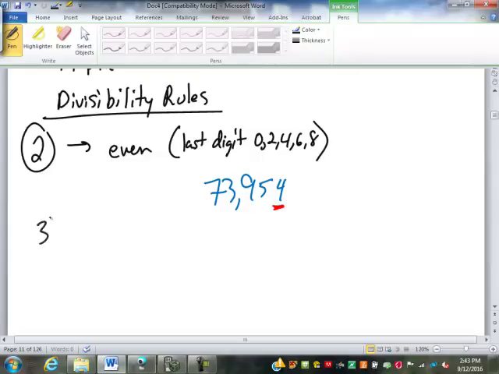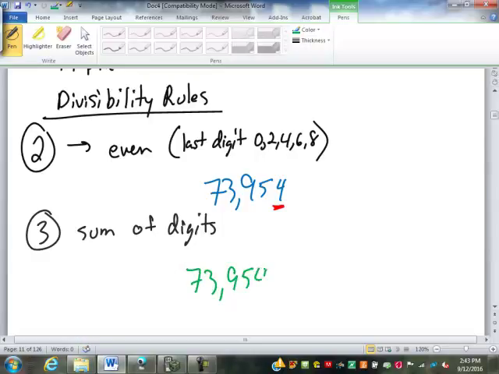Does anybody know how to tell if something can be divided by 3? Look at the sum of the digits. Let's do the 73,954. If I add up the digits, what's 7 plus 3? 10 plus 9? 19 plus 5? 24 plus 4? 28. Is 28 divisible by 3? No, it's not. So this number is not divisible by 3.